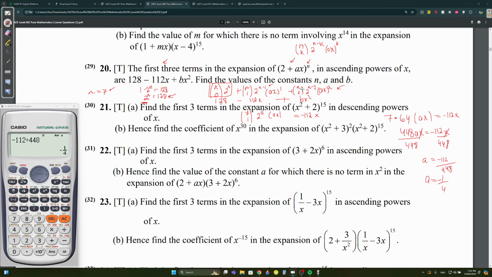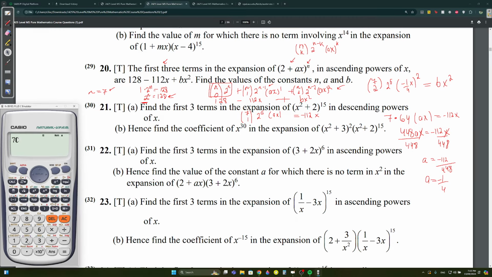My fault. n is 7, so 7C2, 2 to the power of n minus 2, so 2 to the power of 7 minus 2, which is 5. Ax squared, we know a is minus 1 over 4, so minus 1 over 4 x squared. We know this is equal to what? bx squared, right? Let's continue to do this.